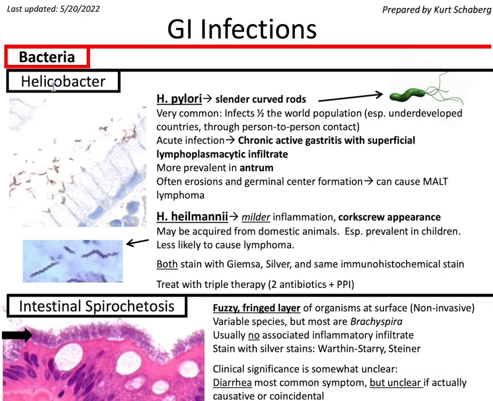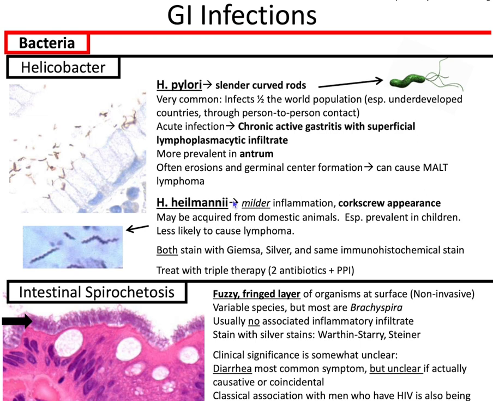So, GI infections. Let's talk about bacteria first. H. pylori, gram-negative, slender-curved rods, infects around half of the world's population, more commonly in the underdeveloped countries, through person-to-person contact. Acute infection, histologically, you'll see this chronic active gastritis with a superficial lymphoplasmacytic infiltrate. I say superficial because if it's deep, you want to think about something else, and if the mucosa looks all antrum, you want to think about AMAG. It's more prevalent in the antrum, and you'll often have erosions and germinal center formation, and it can lead to MALT lymphoma, a type of marginal zone lymphoma, CD5, CD10 negative.